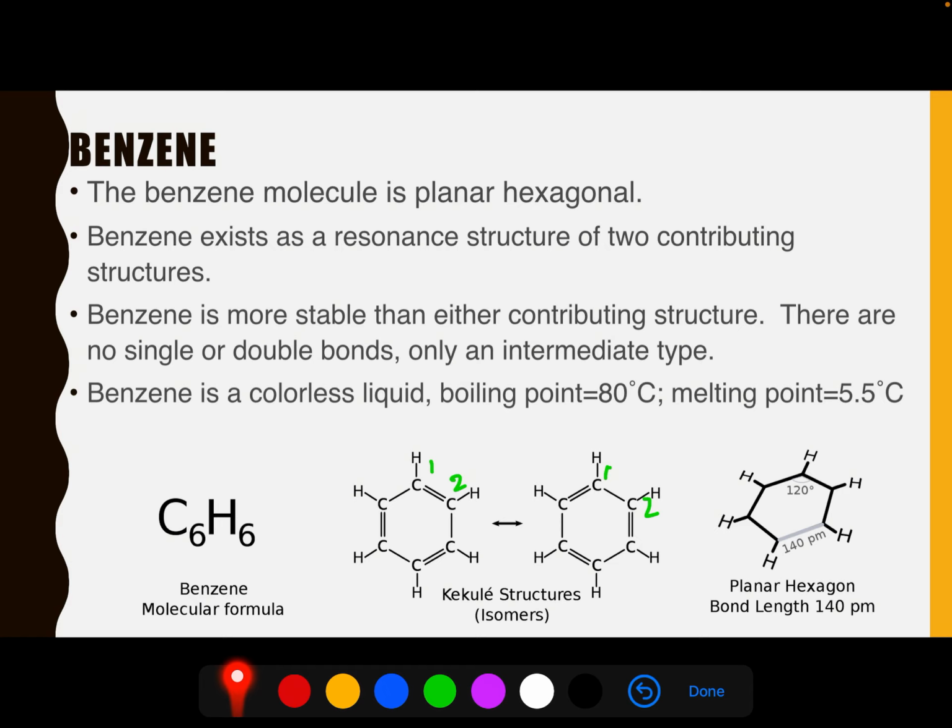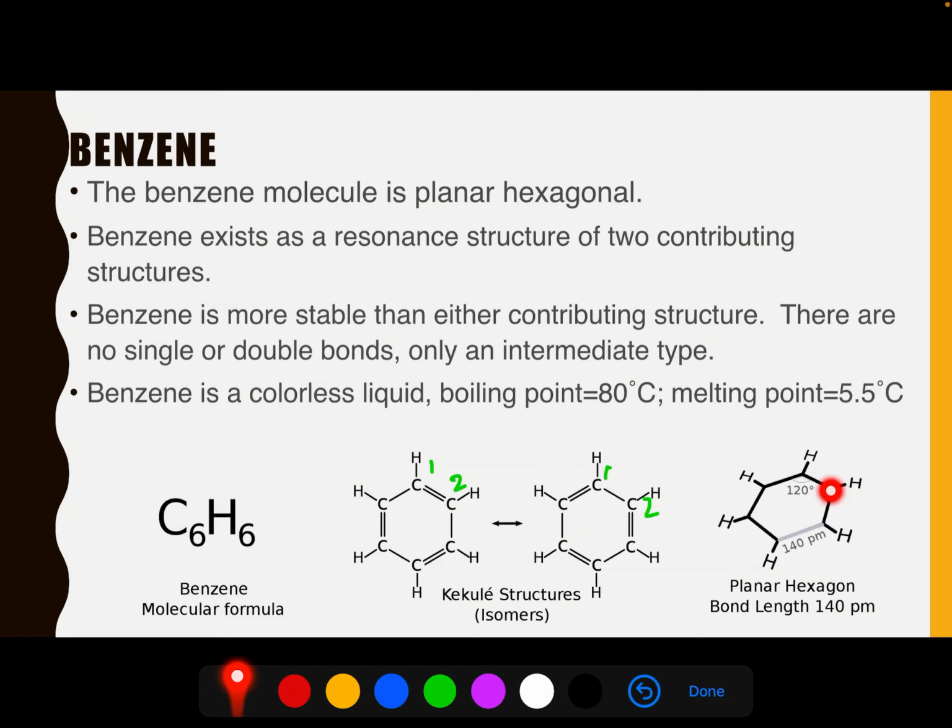Benzene's molecular formula is C6H6, so there are only six hydrogens attached to the outside, as you would expect in an unsaturated molecule. It's itself not very exciting. It's a colorless liquid. Its boiling point is a little bit less than water, and its melting point is a little bit more than water.